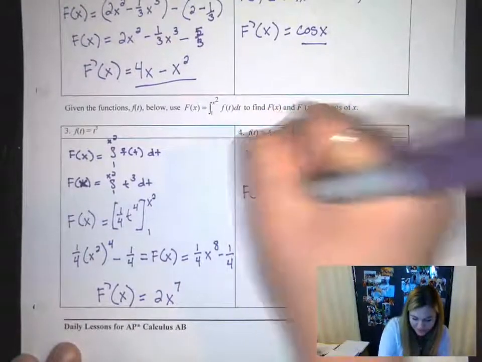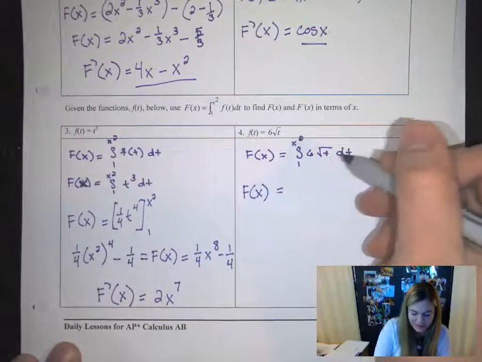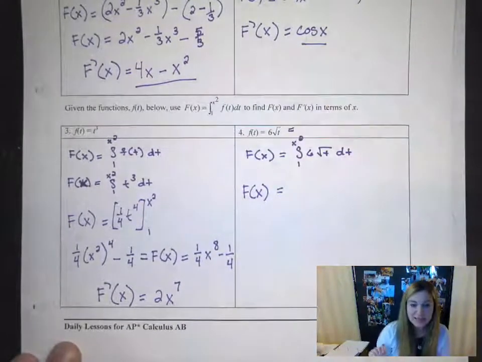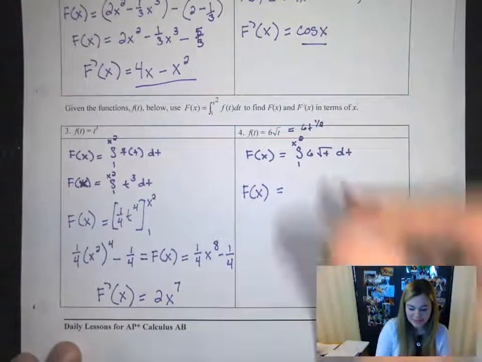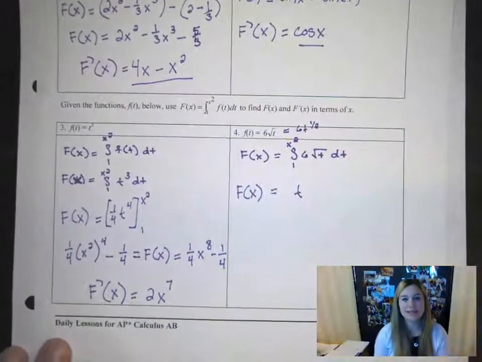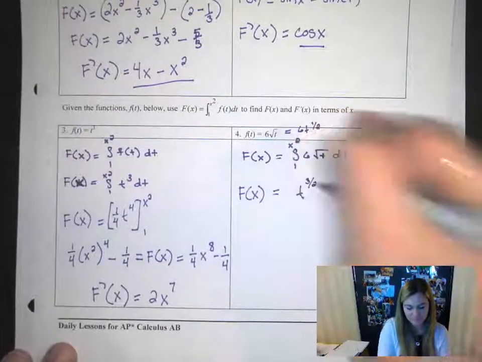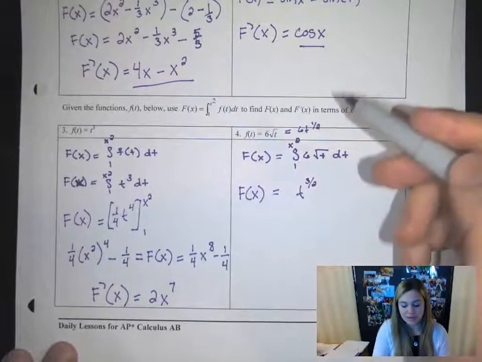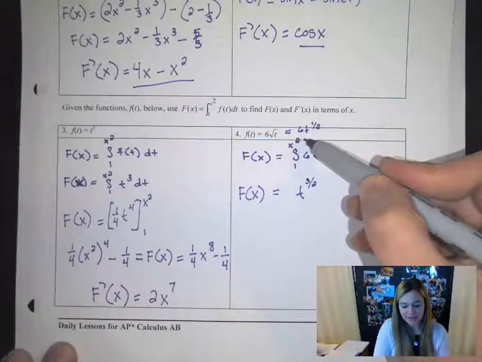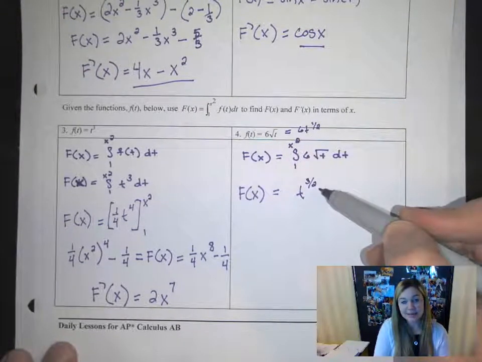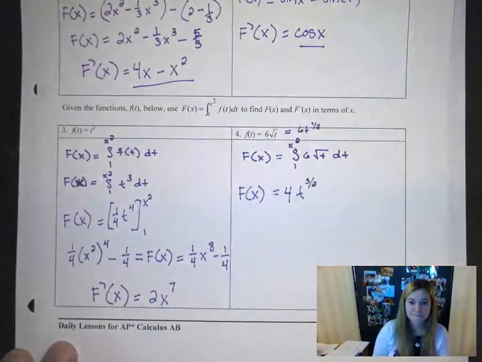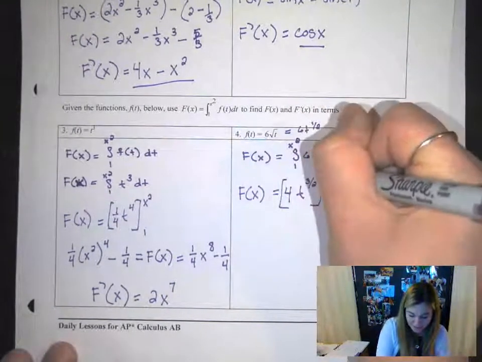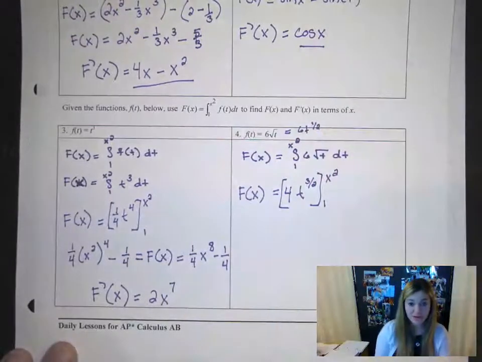Capital F of x would be equal to, this is the same thing. Remember, 6 square root of t is the same thing as 6t to the 1/2. So if you want to take the antiderivative, I add 1 to the exponent. I divide by my new exponent. So in here I've got 6 divided by 3/2. That's the same thing as 6 times 2/3. 6 times 2 is 12, divided by 3 is 4. I'm still evaluating this from 1 to x squared. It looks gross, but that's okay.